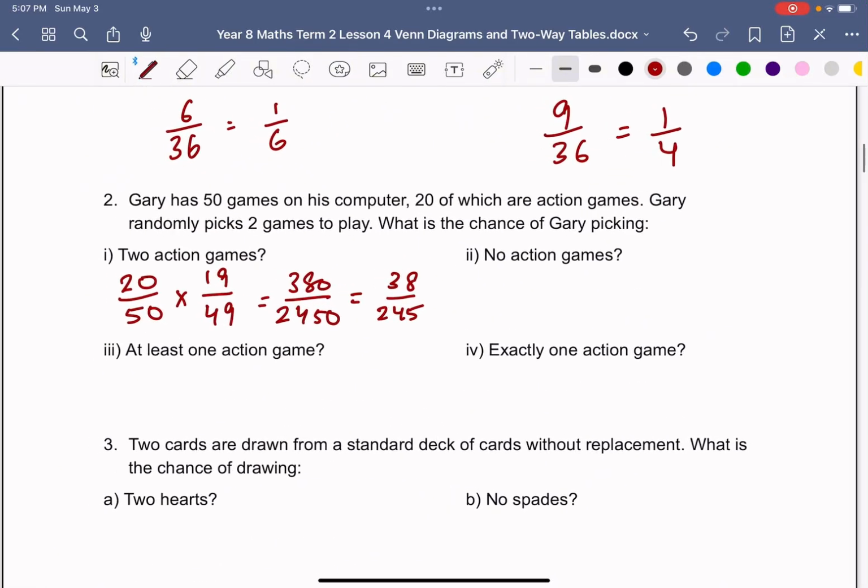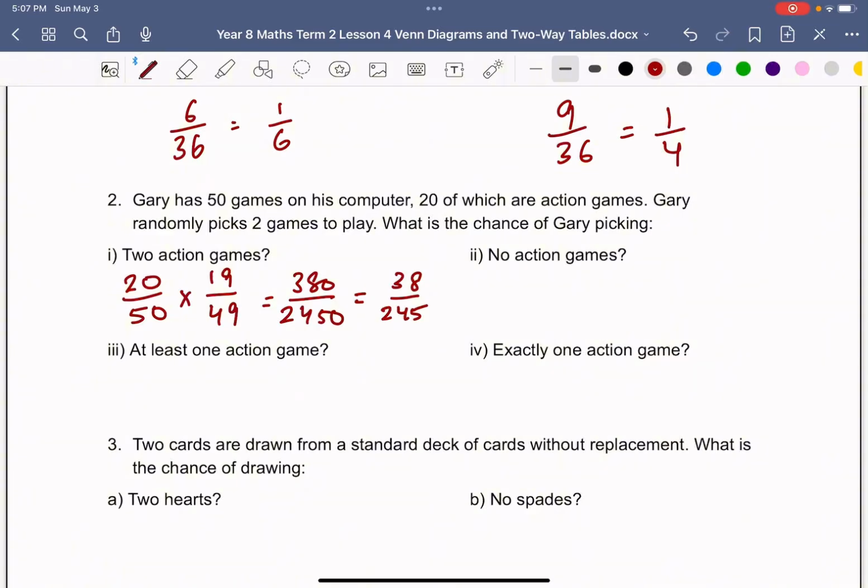Now, no action games. If 20 of my games are action games, that means 30 out of my 50 games are not action games, and after I've picked one, I'm left with 29 over 49. Into our calculator to get our final fraction, and we can simplify that down as well.